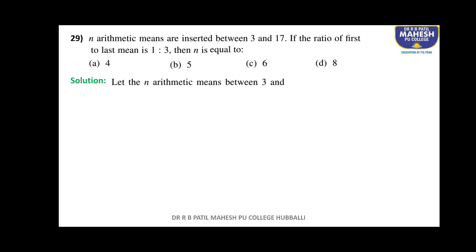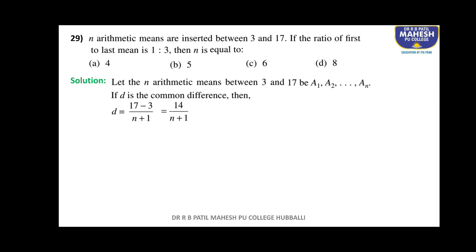Let the N arithmetic means between 3 and 17 be capital A1, A2, and so on, An. After inserting, we have that D is the common difference. Therefore, we can write that the value of D is equal to (B minus A) divided by (N plus 1), where B is the last term and A is the first term. Therefore, D is equal to (17 minus 3) divided by (N plus 1), which is equal to 14 divided by (N plus 1).